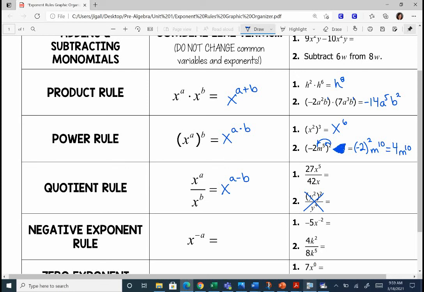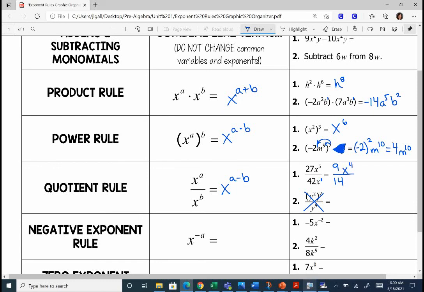3 can. 3 can go into 27 9 times. And it can go into 42. What do we got? 14. There we go. Thank you. And then remember, the x on the bottom really has an exponent of 1. So we have 5 minus 1. We get an x to the 4th.